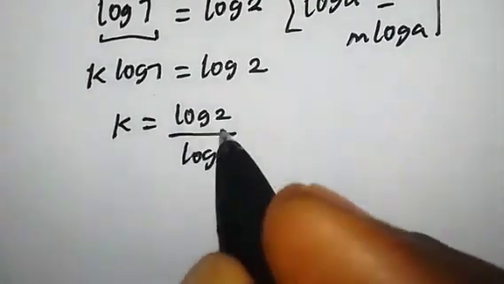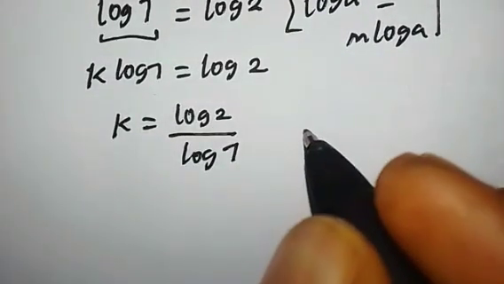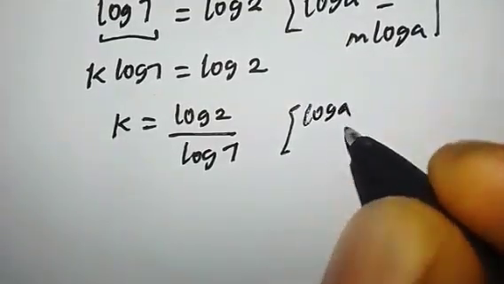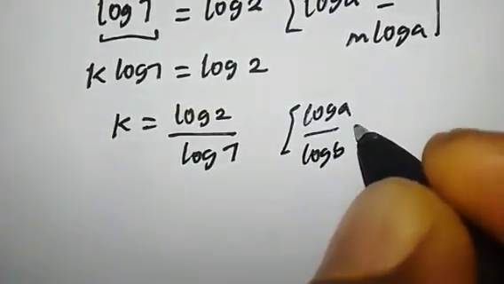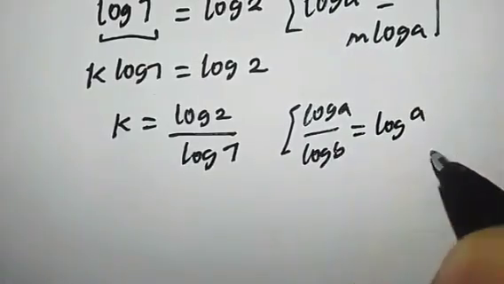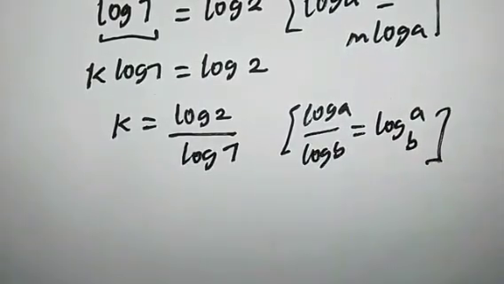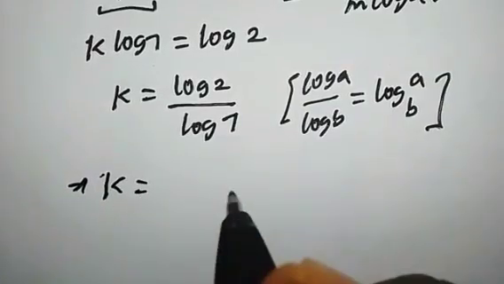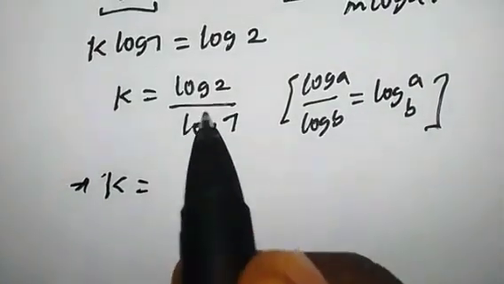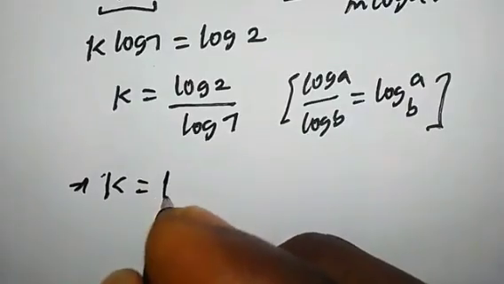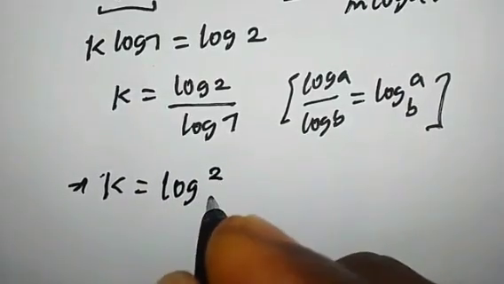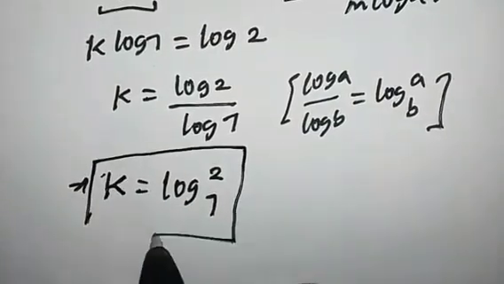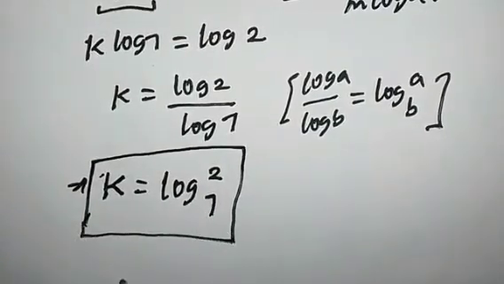We can simplify this answer further by using this identity. It says log a divided by log b is equal to log a base b. So we have k equal to, applying this identity to this, we simply have log 2 base 7. This is the first solution. The value of k is equal to log 2 base 7.